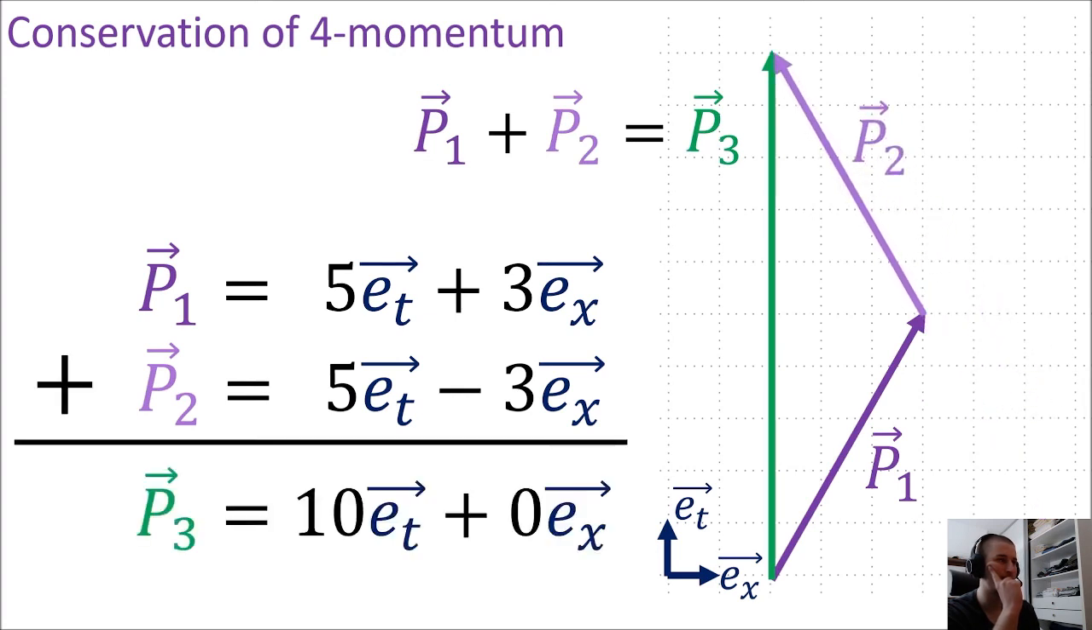This means that p3 has 5 plus 5 equals 10 energy units and 3 minus 3 equals 0 x-momentum units, so the object is stationary in space. However, the 4-momentum of the resulting object is not 0 overall. It still has 4-momentum in the time component, which measures its rest mass energy.